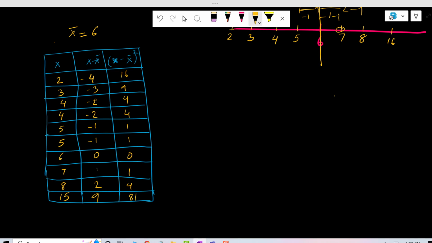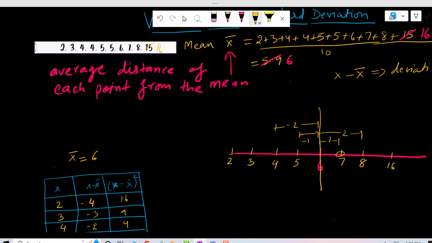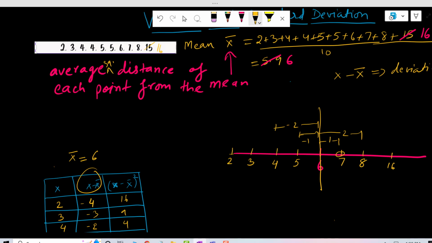Now the important point to note is that we mentioned the average distance of each point from the mean. Now we are talking about the average square distance, rather than talking about x minus x bar. The point is we are only bothered about magnitudes and not the sign of these distances. This could have been done with the help of absolute value also, like minus 4's absolute value is 4. But why are we not considering absolute value and why are we considering square?